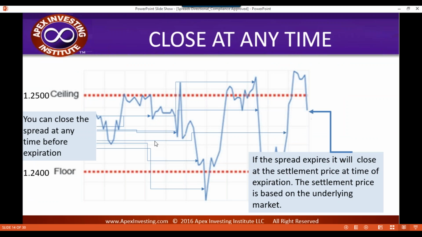If the spread expires, it will close at the settlement price at the time of expiration. The settlement price is based on the underlying market. All right? So whatever the indicative settlement price is at expiration, that's what I would get.